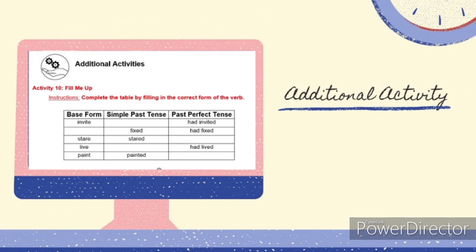Your last activity is entitled Fill Me Up, because you will complete the table by filling in the correct form of the verb. For example, the given base form of the verb is invite, and the missing form is the simple past tense. What is the simple past tense of the verb invite? Instructions: copy the table with a complete set of the words and write it in any clean piece of paper.